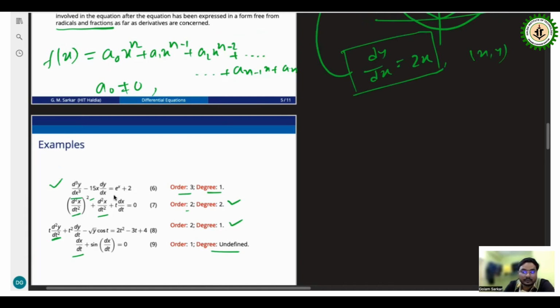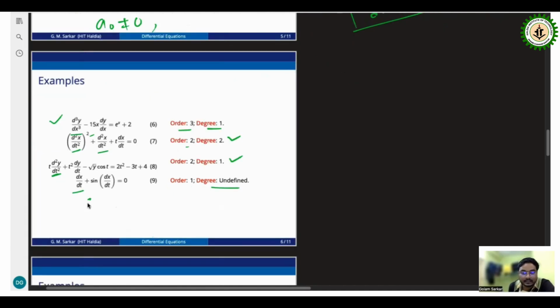But you know that sine x is an infinite series: x minus x cubed by factorial 3 plus x to the power 5 by factorial 5 minus this, and so on. Right? So we cannot get a finite power of this derivative term. So we cannot define the degree of the differential equation. For this differential equation, degree is undefined.